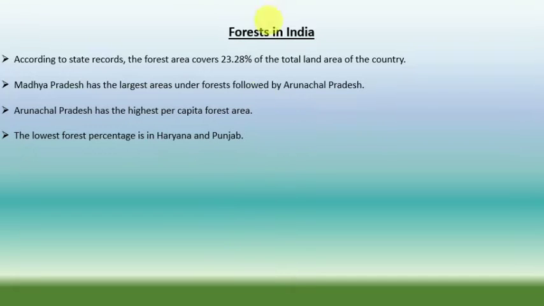Now we will see forest in India. According to state record, the forest area covers 23.28% of the total land area of the country. Madhya Pradesh has the largest area under forest, followed by Arunachal Pradesh. But in terms of per capita forest area, Arunachal has the highest. The lowest forest percentage is in Haryana and Punjab.